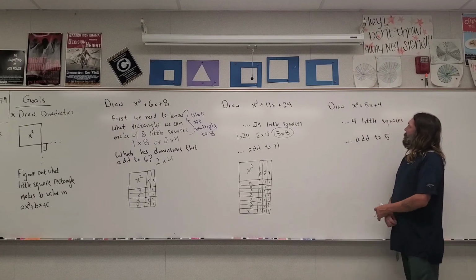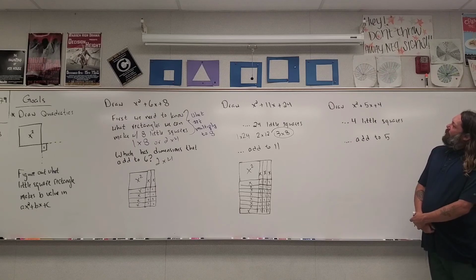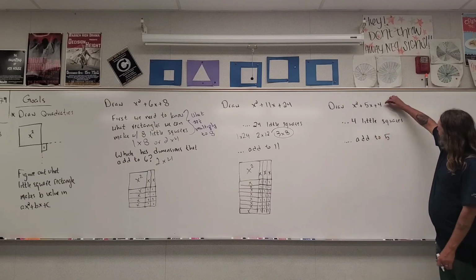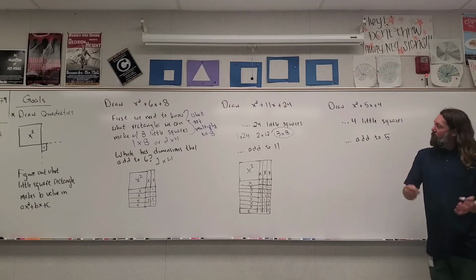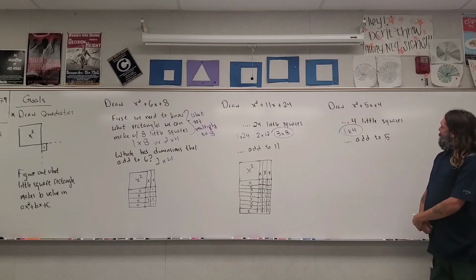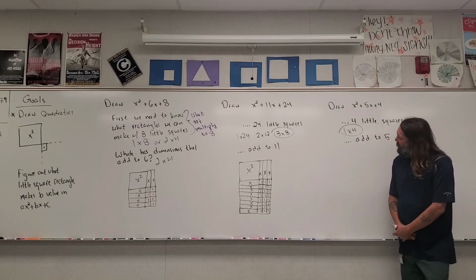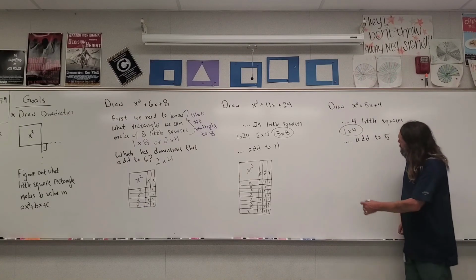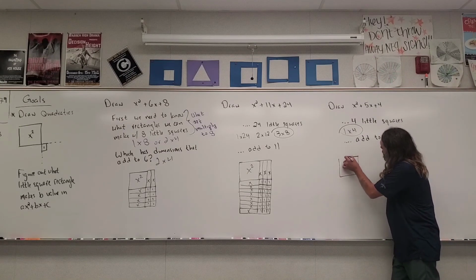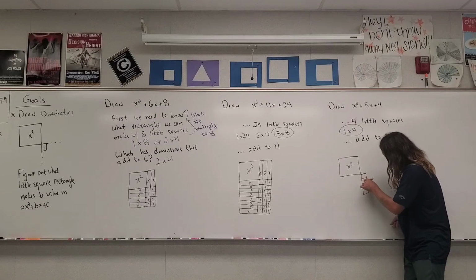All right, let's do one more. Again, I need to know what rectangles we can make with 4 little squares. And again, it's what numbers multiply to 4. It's 1 by 4, which adds to 5. I don't even need the 2 by 2. All right, so now I know the dimensions of my little squares that go off the bottom right corner of my x squared square. So I have my x squared, and I'm going to put a 1 by 4 off the bottom of it. 1, 2, 3, so 1, 2, 3, 4.